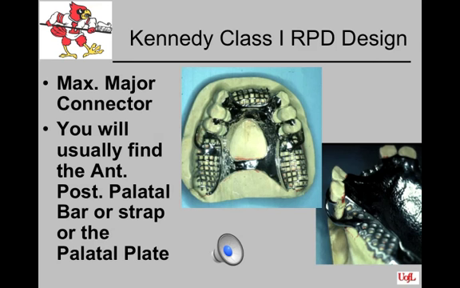The most common maxillary major connector found in the Kennedy Class 1 is the anterior posterior palatal strap major connector. The fewer the teeth remaining in the arch, though, there's a greater chance that it will have to be a palatal plate major connector. Patients like to have an opening in the palatal area.